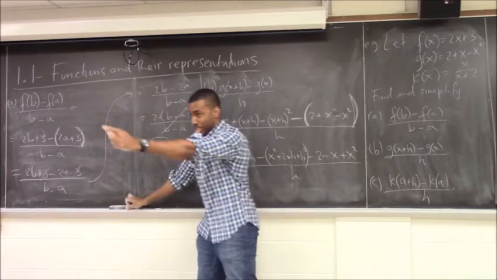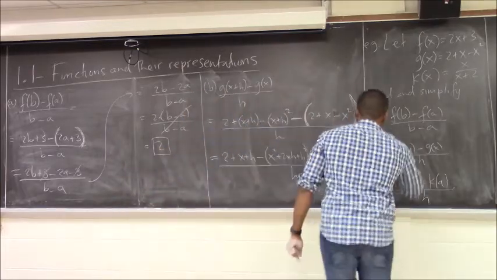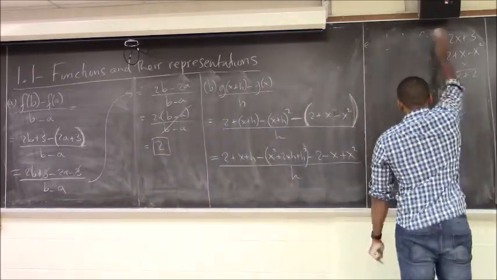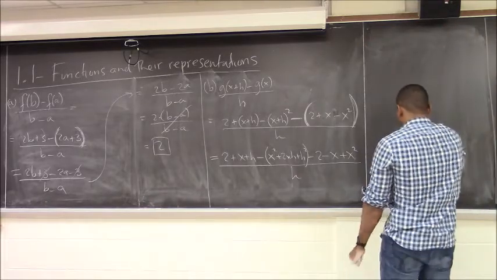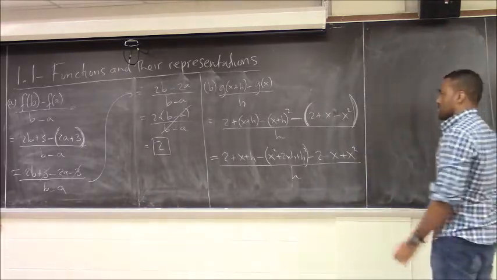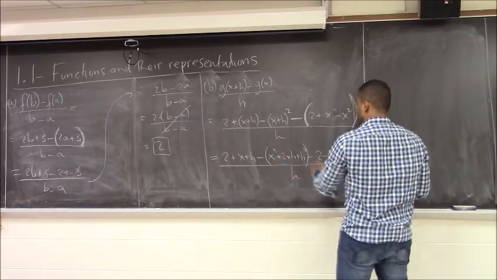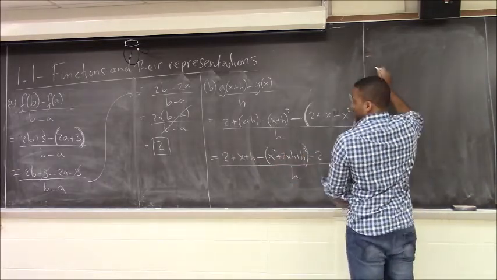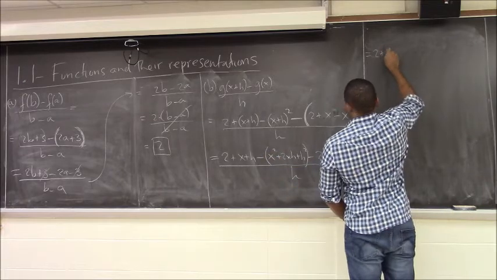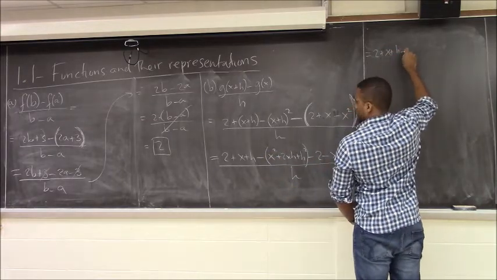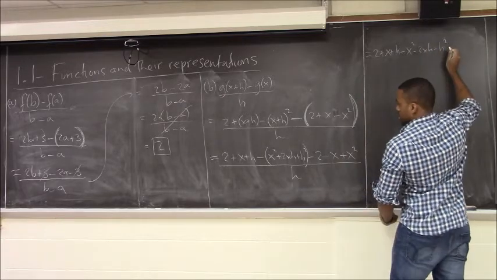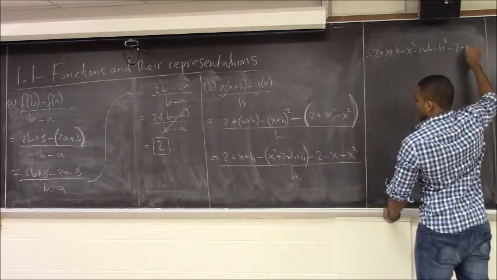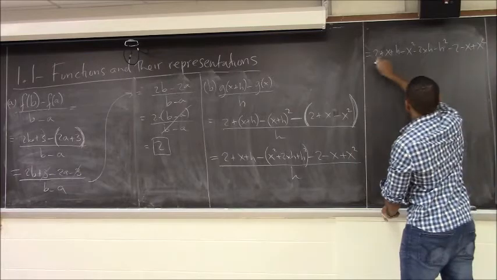This is how it's going to get you. I'm warning you. Don't say Jhevon never told you. Be very careful with your parentheses. After a negative sign, always open them just to be safe. Now let's distribute this guy. That's 2 plus x plus h minus x squared minus 2xh minus h squared, minus 2 minus x plus x squared, all over h.